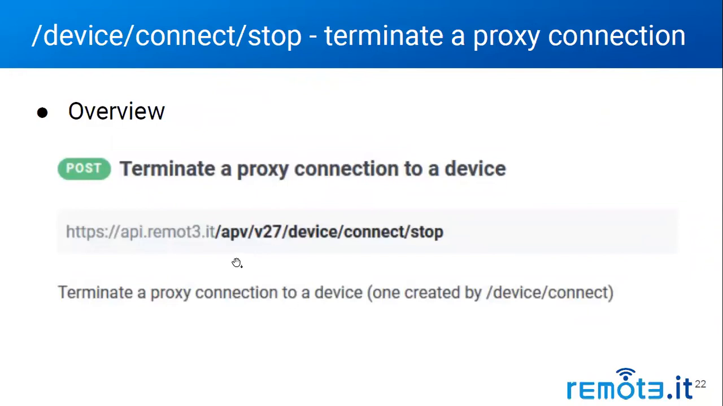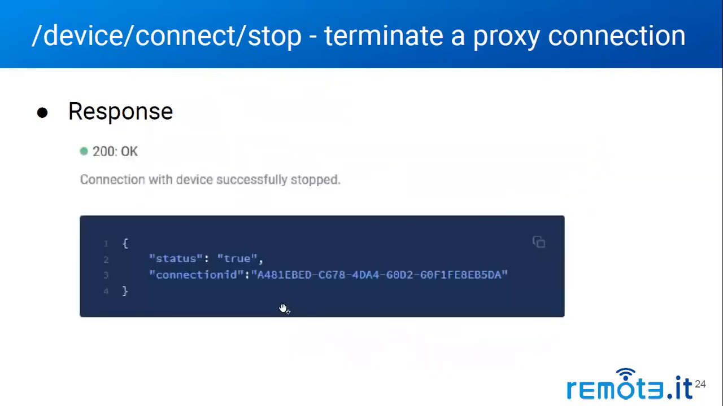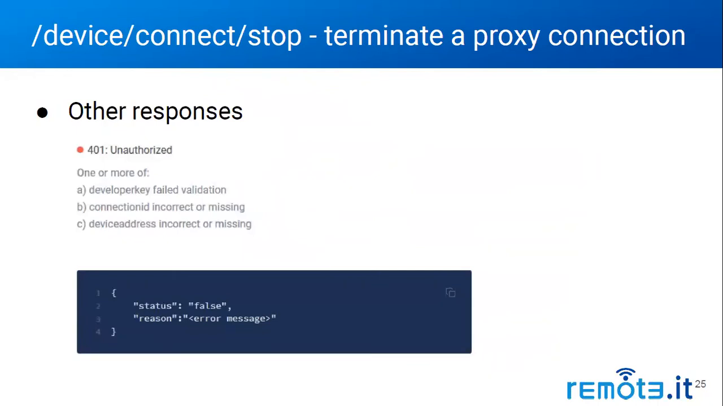Once you're done using the proxy connection, you terminate it by using this call. Again, you need the developer key and login token. You also need the device address and the connection ID, which came from the previous call. On a valid call to this API endpoint, this will be the response. You'll get a status of true, and the connection ID will be the connection ID that you sent. Other possibilities could be various error messages, and you will see that shown here under the reason in the case that status comes back as false.